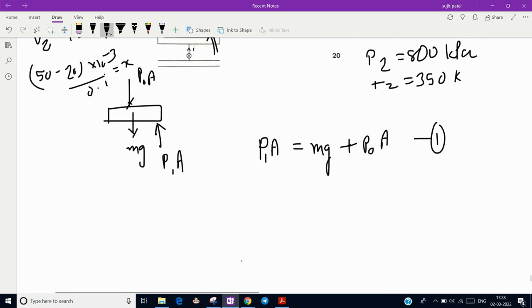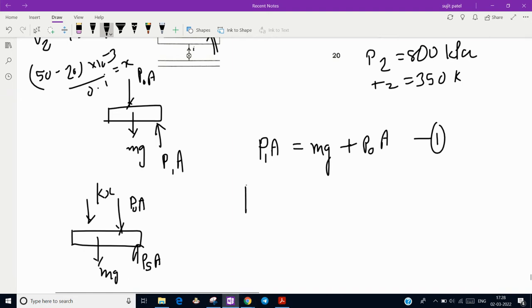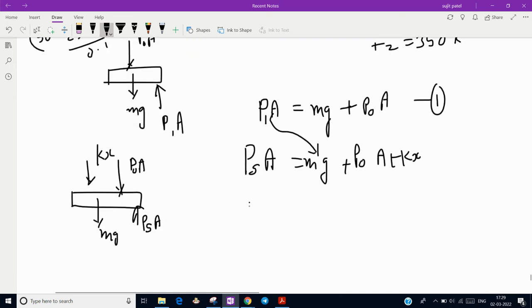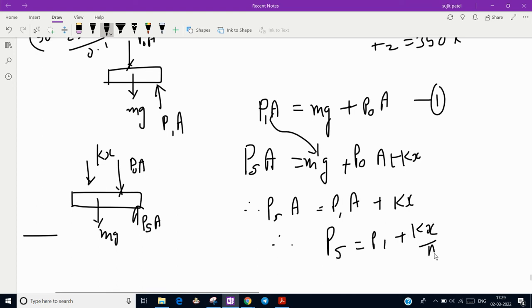So when the spring is compressed, how are the forces acting? Mg, atmospheric pressure, and the spring force Kx, K into X. Now we can write PsA, where I write s because it is an intermediary pressure. PsA is equal to mg plus P naught A plus Kx. But mg plus P naught A is equal to P1A. So I can write PsA is equal to P1A plus Kx. So Ps will be P1 plus Kx divided by A.